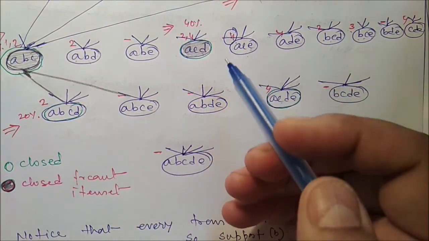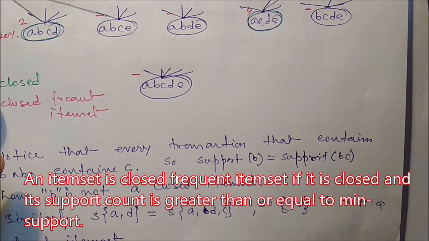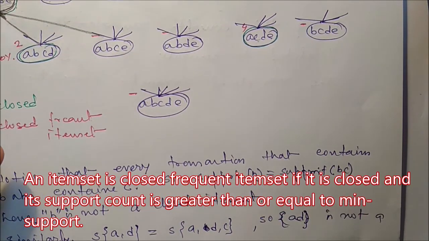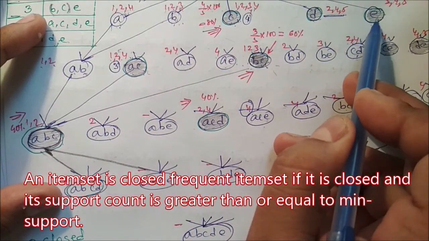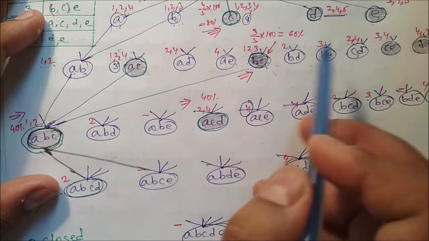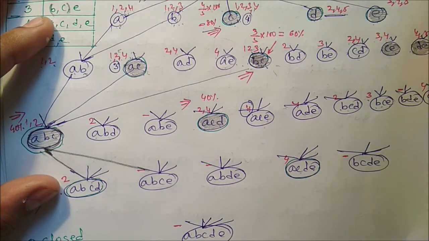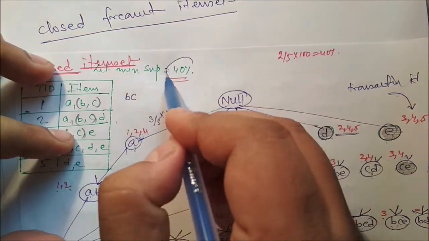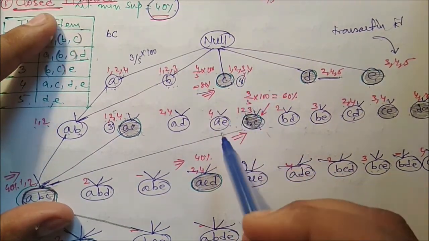So these are closed item sets. Next we'll talk about the closed frequent item set. An item set is a closed frequent item set if it is closed and its support count is greater than or equal to the minimum support. We have seen that C, D, E are closed item sets. Similarly, AC, BC, CE, DE are all closed item sets. But we have to identify the closed frequent item sets. Suppose minimum support is 40. If it is 40 or more, then you can say it is a closed frequent item set.